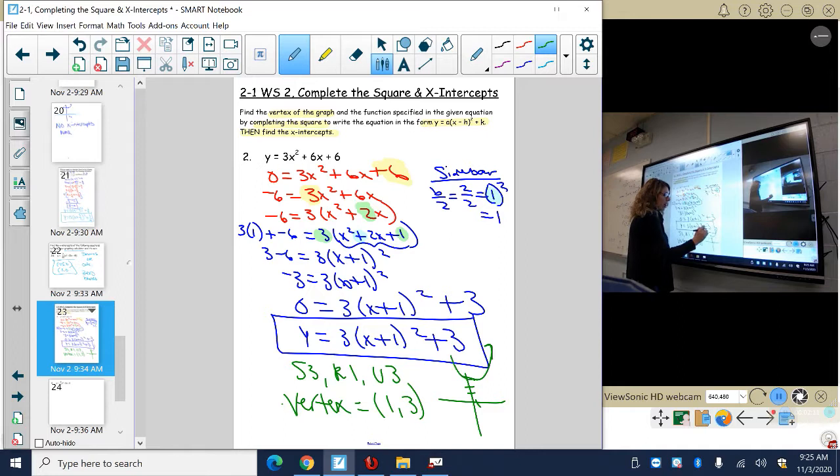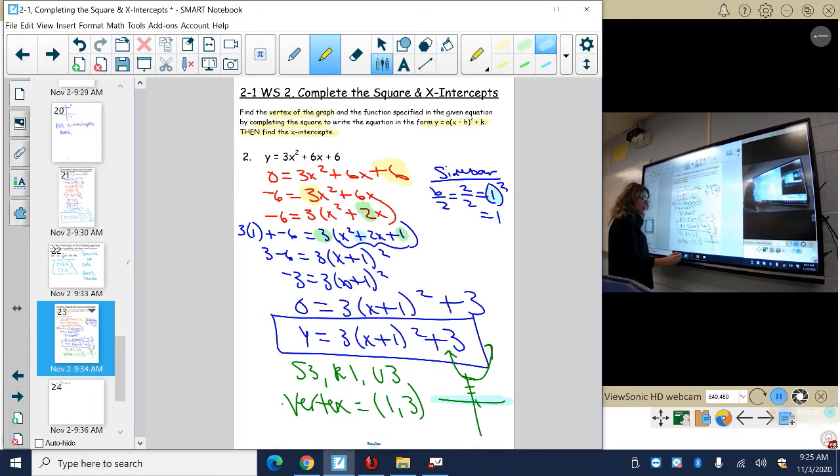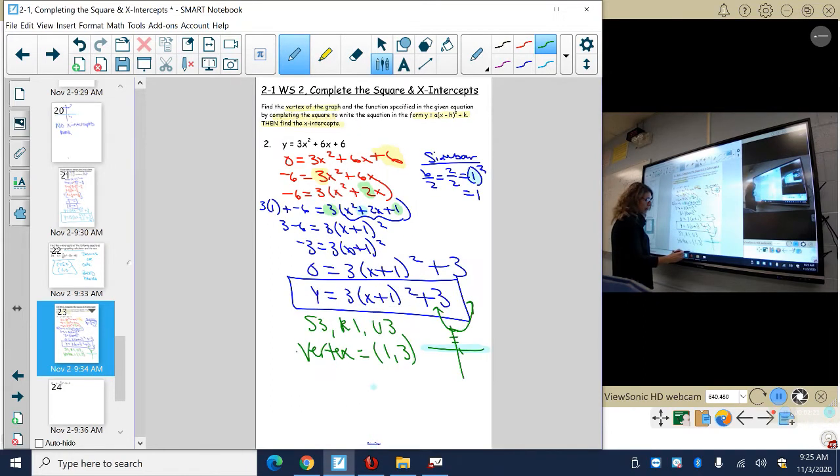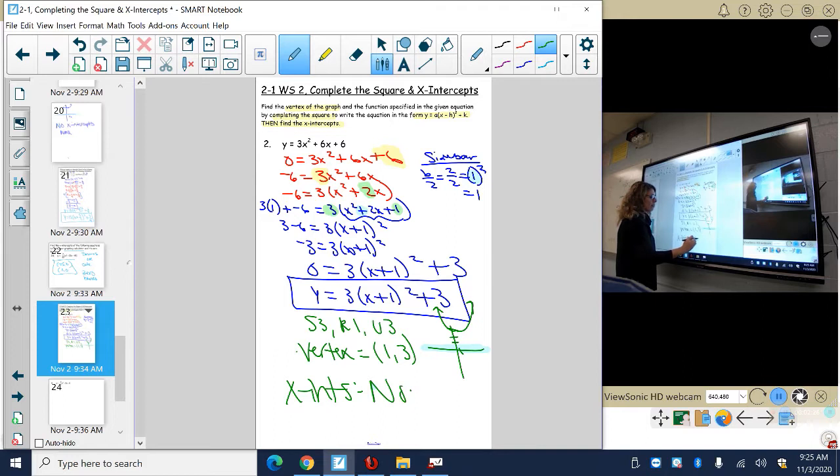It is opening up. So my question is to you, does this thing ever cross the x-axis that I have right there? If you said no, you are 100% right. There are no x-intercepts because it never crosses the x-axis. So that is how you do problem number 2.